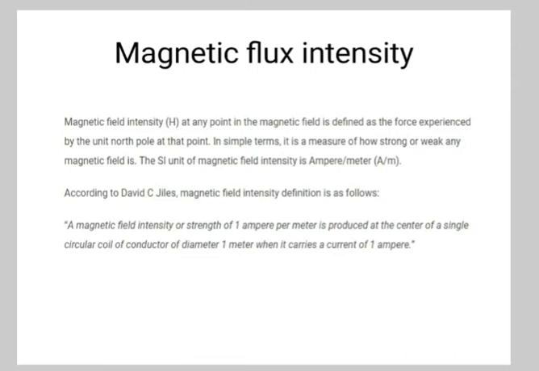So according to David C. Giles, the magnetic field intensity definition is: a magnetic field intensity or strength of 1 ampere per meter is produced at the center of a single circular coil of conductor of diameter 1 meter when it carries a current of 1 ampere.